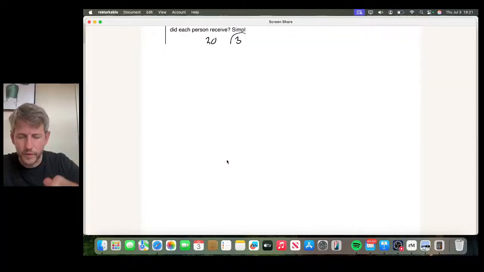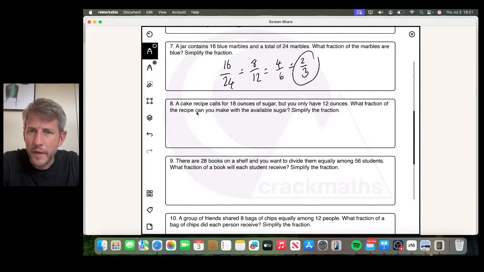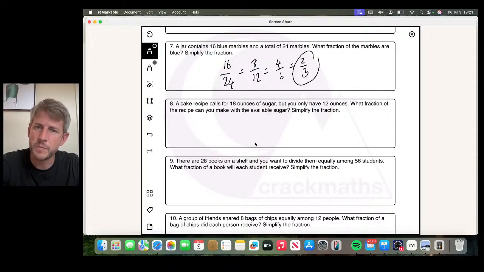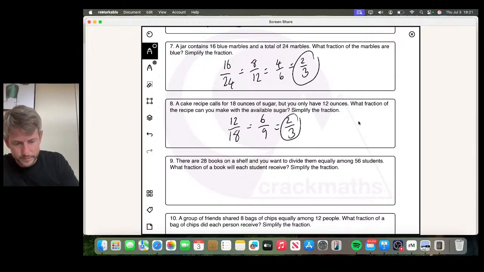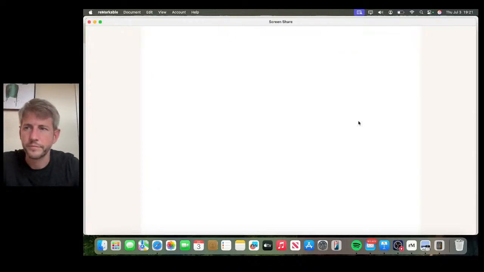Right, question 8. A cake recipe calls for 18 ounces of sugar, but you only have 12 ounces. What fraction of the recipe can you make with the available sugar? So that's going to be 12/18 of the cake, which will be 6/9, which will be 2/3 of the cake.